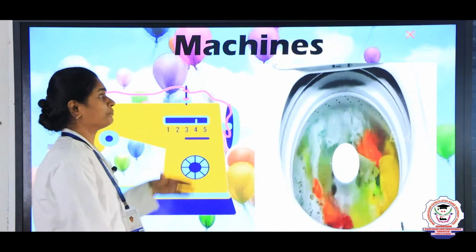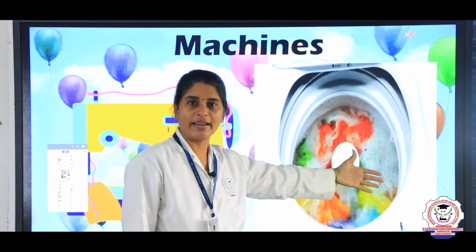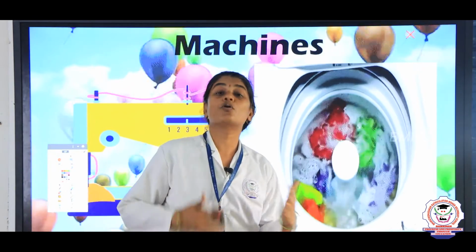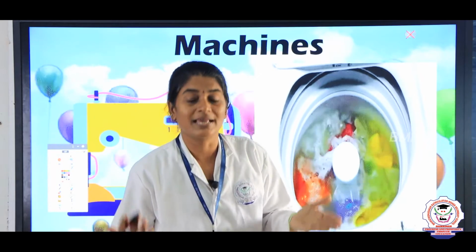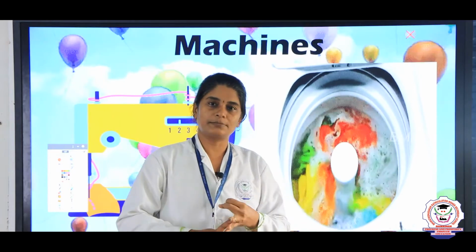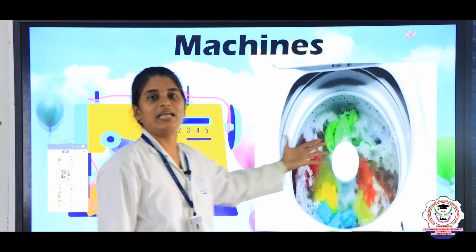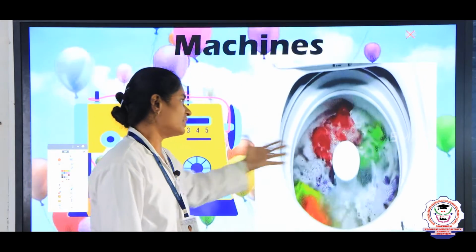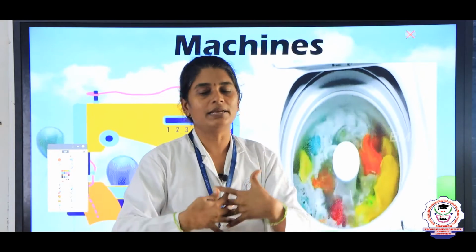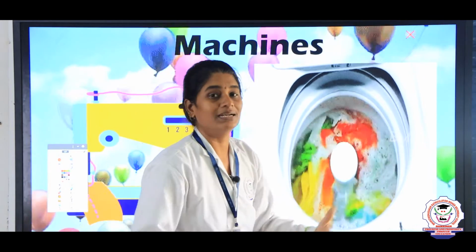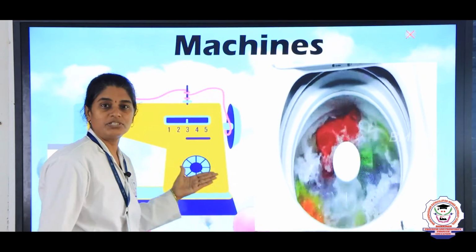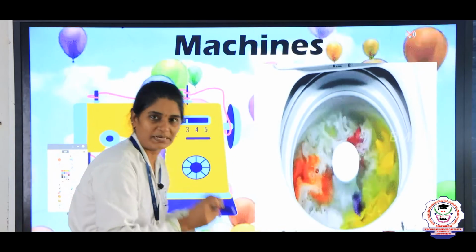We can see machines at our home, such as a washing machine and a sewing machine. These are called complex machines. So there are two types of machines, simple machines and complex machines. Examples of complex machines are the sewing machine and the washing machine. Here many simple machines work together, and that is why they are called complex machines. In a washing machine or a sewing machine we can see many simple machines present.